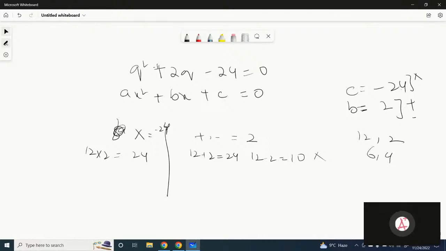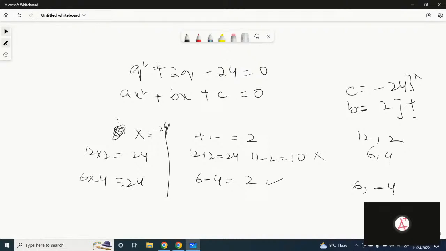6 times 4 is 24. Okay, let's just multiply. 6 times 4 is 24, and when we subtract them, 6 minus 4 equals 2, but we have to make negative 24. Got it? That means one of the factors must be negative. So 6 times negative 4 is negative 24. That means this is the pair of factors we can use, 6 and negative 4. Got it?